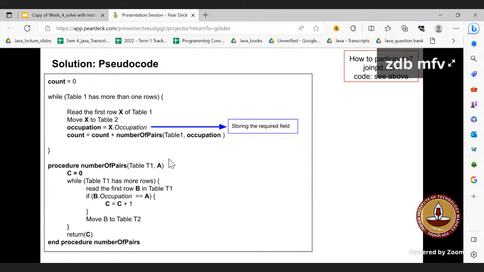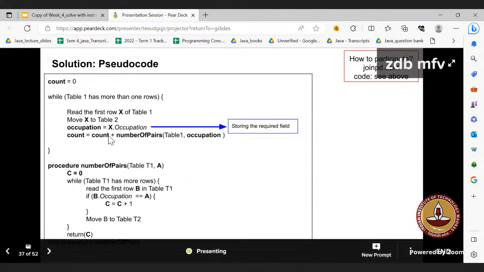Ma'am, one question I want to ask. Here we execute this pseudocode, and in that pseudocode we use the procedure number of pairs. So actually we have to do the procedure first, then execute that value in the pseudocode. In the procedure, we are taking table 1 and A as parameters.